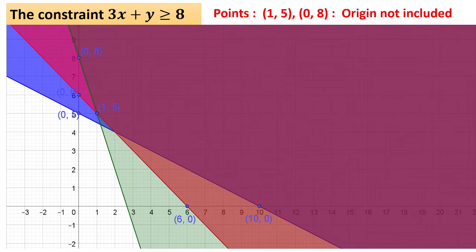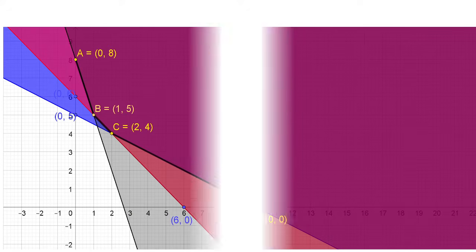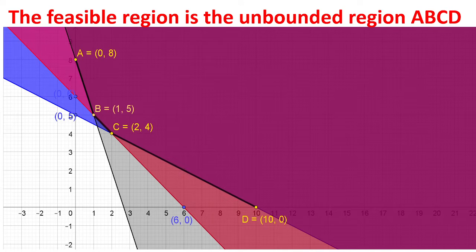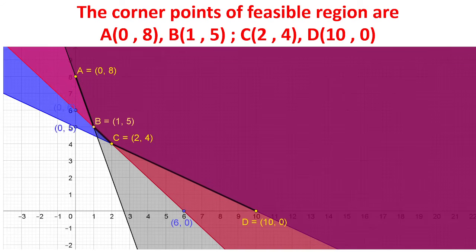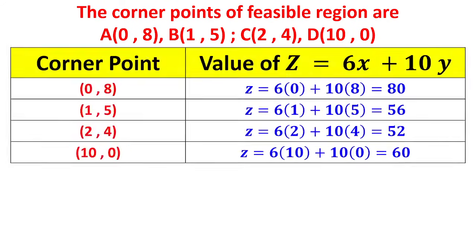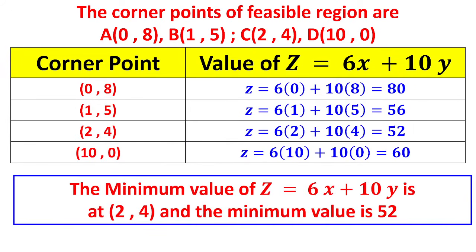Now you are seeing over there the points A, B, C, D. These are the points where the feasible region is the unbounded region, A, B, C, D. Now your optimal solution will be there in this A, B, C, D only. Therefore I am taking the table and putting it in the table. Now I am getting that the minimum value is 52.